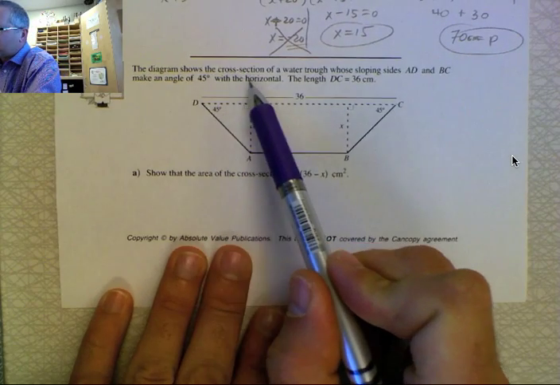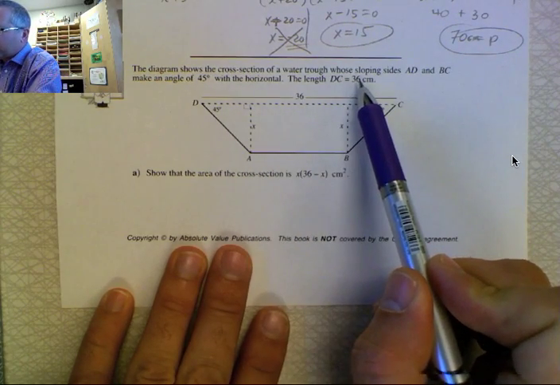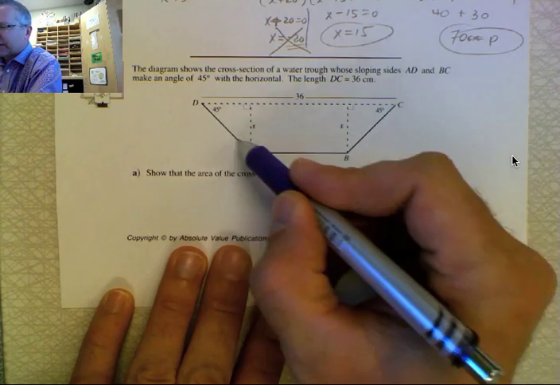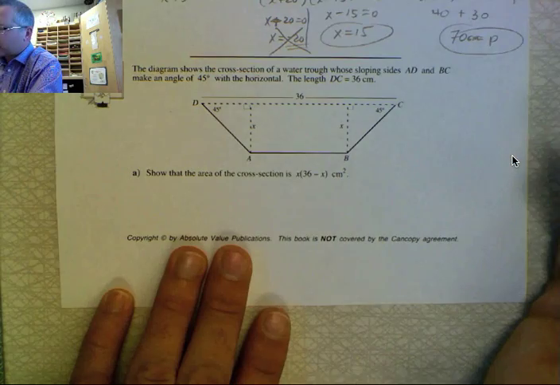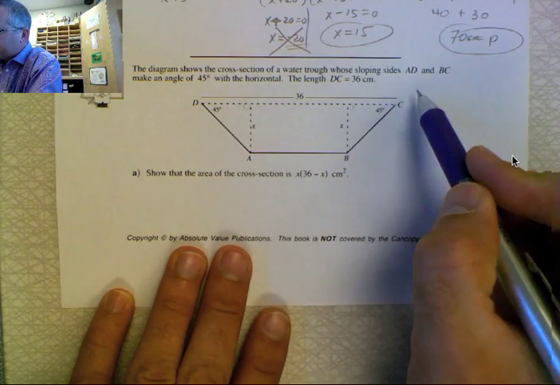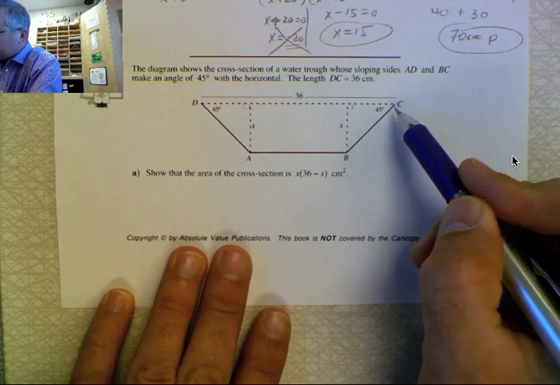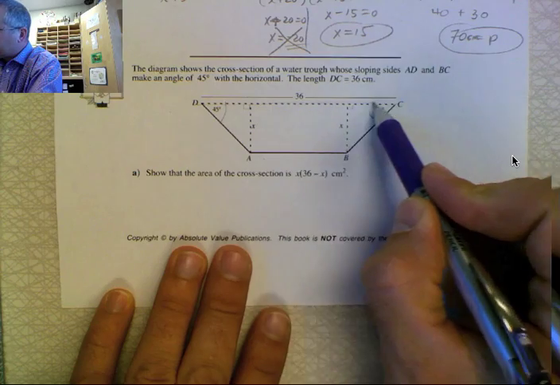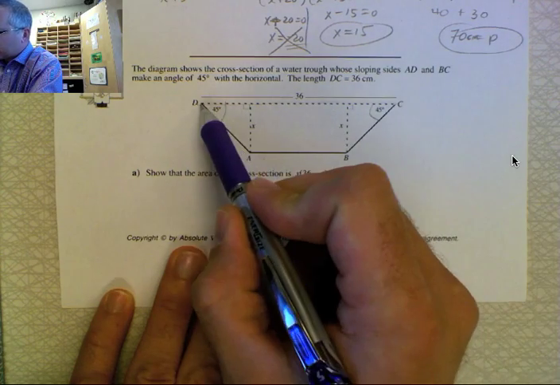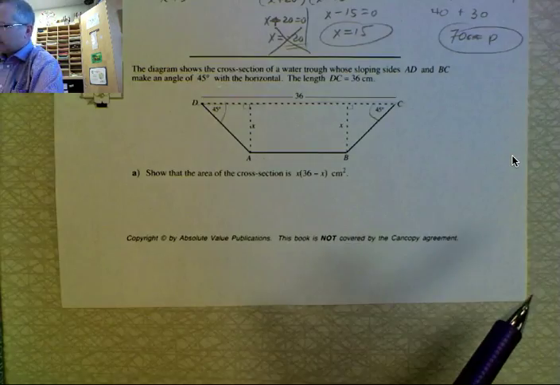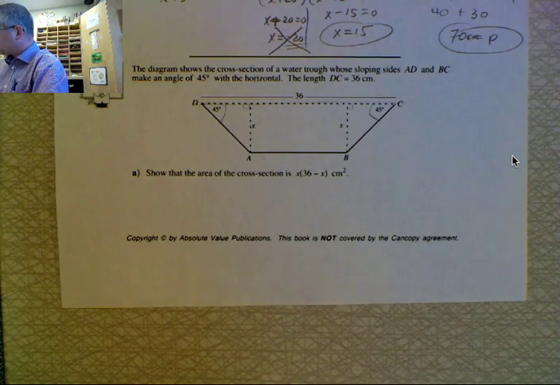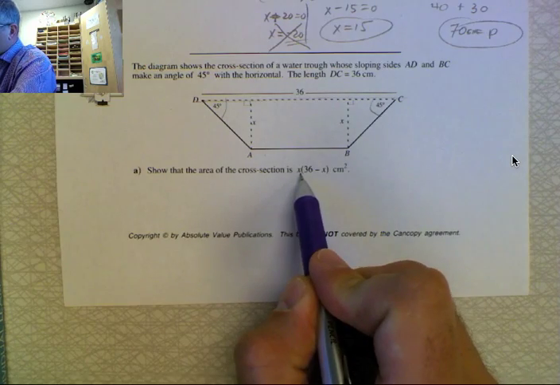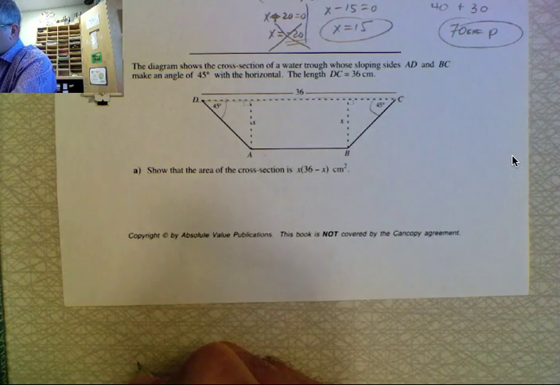So it says the diagram shows the cross-section of a water trough which has sloping sides. So this outside, this bold portion is the outsides of the trough. It's formed like a trapezoid. It said the sides AD and BC form 45-degree angles with the horizontal, meaning with that top of the trough. It says the total length of that trough is 36 centimeters. Now, it says show that the area of the cross-section is x times 36 minus x.